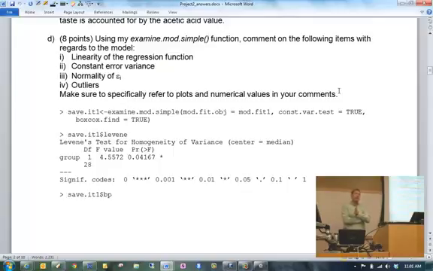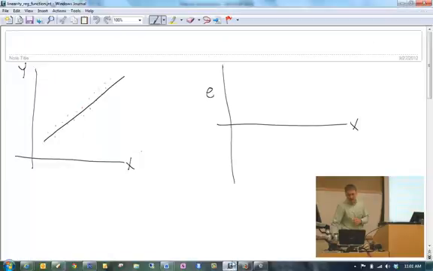Where some students were getting mixed up was that the kind of pattern that they saw was one that corresponded to non-constant variance, not a problem with the linearity of x in the model. So to help explain that a little bit more, let's take a look at some plots here.